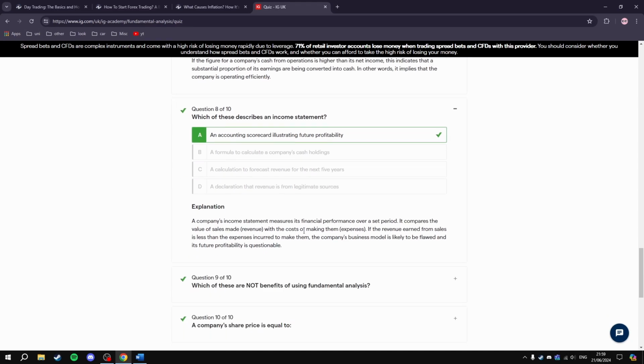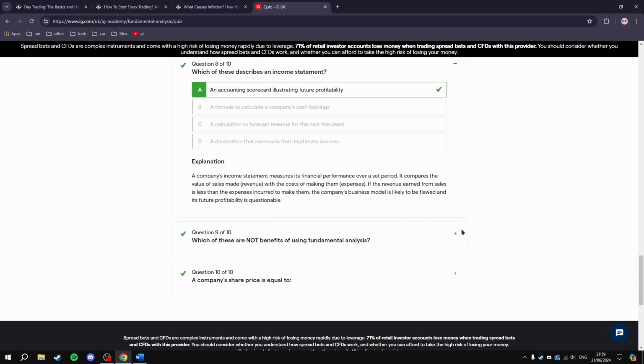A company's income statement measures its financial performance over a set period. It compares the value of sales made, which is revenue, with the cost of making them, expenses. If the revenue earned from sales is less than the expenses incurred to make them, then the company's business model is likely to be flawed and its future profitability is questionable.